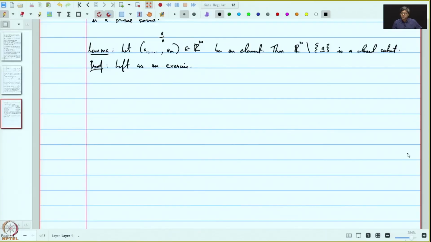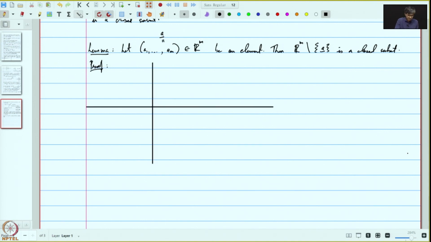So in the previous lecture we had ended with this exercise. So let's just do this exercise. What do we have? Let's make a picture of this. Let's say we have Rn. In our case, let's just take R2, and we fix this point (a, b), and we want to show that the complement of this point, so we are leaving out this point, is an open subset, right?